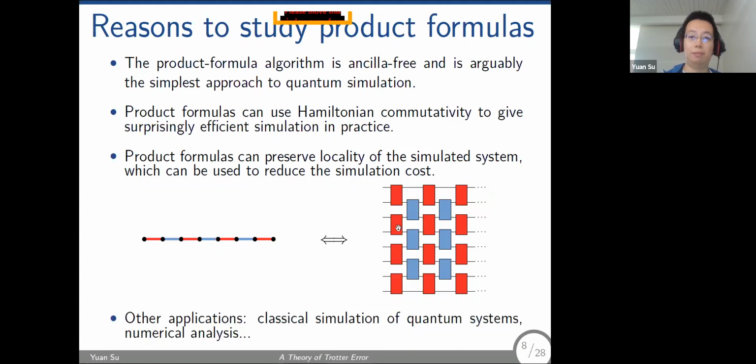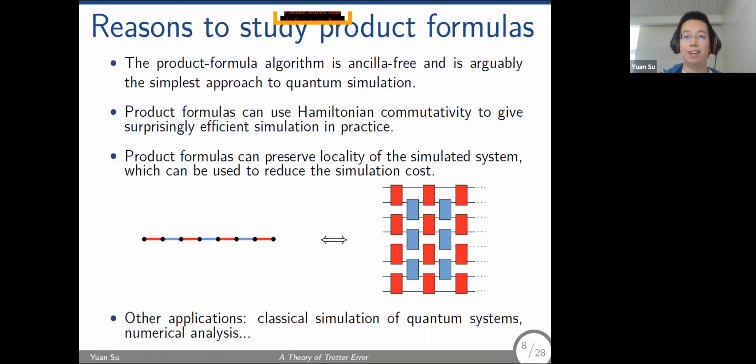So you have these red boxes corresponding to the exponential of the odd terms. And you have these blue boxes corresponding to the exponential of the even terms. And you have this kind of pattern here. And sometimes this kind of locality property can help you further improve your simulation, for example, if you want to simulate local observables.